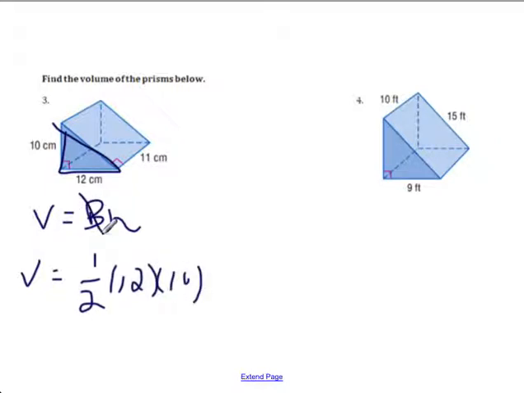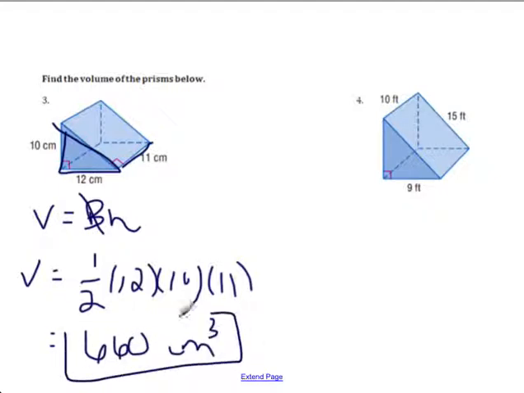Now I've calculated out the base of the triangular prism. Now I need to calculate out the height, which is 11. So in my calculator, I'm doing 1/2 times 12 times 10 times 11. When you multiply all of those out, you end up getting 660 centimeters, and again, your answer is going to be cubed. That's your answer for number 3.